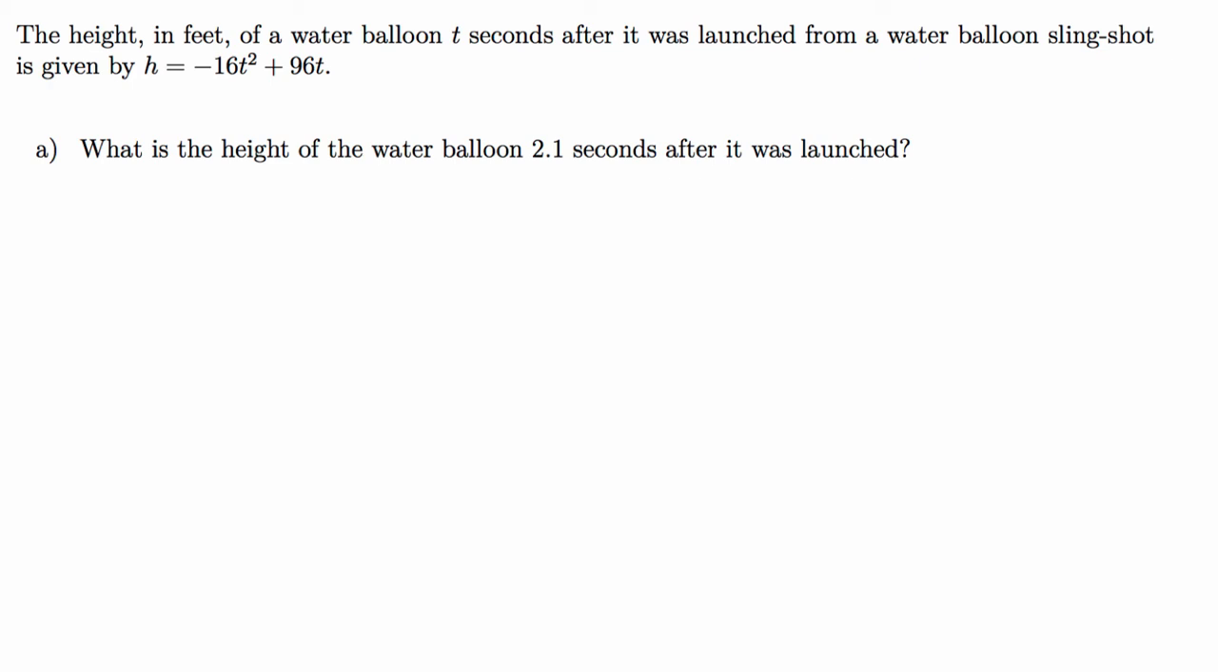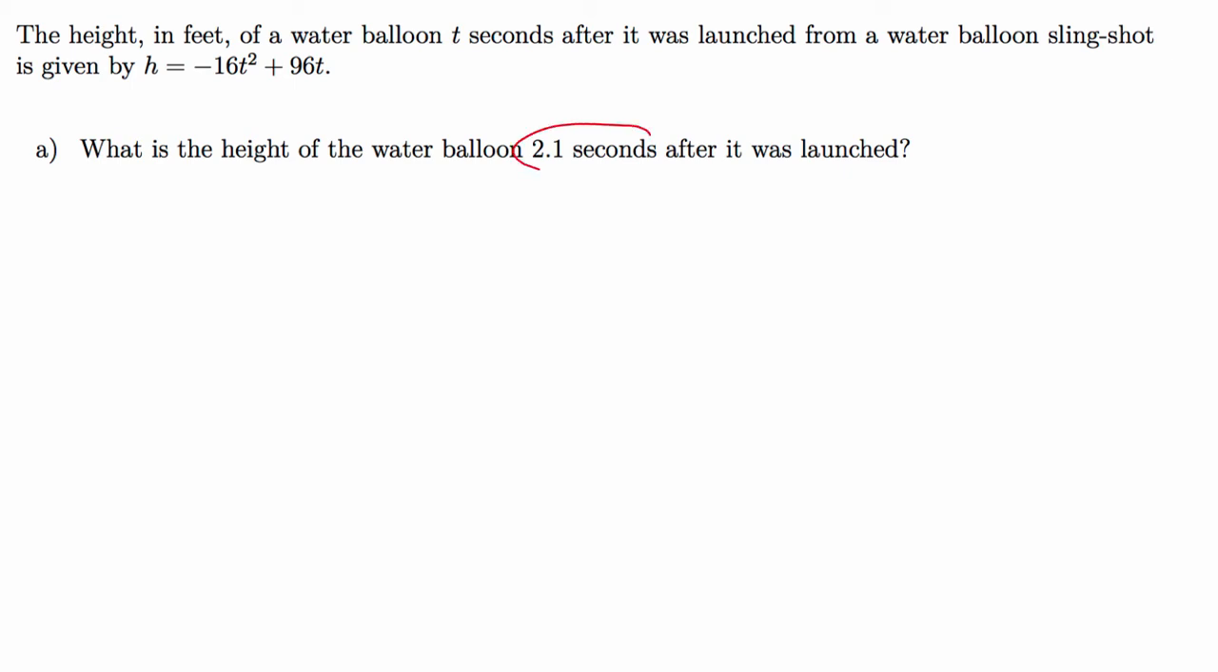In this video, we'll look at a contextual situation and application problem where we will use factoring to solve an equation. The context here is that the height in feet of a water balloon t seconds after it was launched from a water balloon slingshot is given by the formula h equals negative 16t squared plus 96t. Part A asks, what is the height of the water balloon 2.1 seconds after it was launched?